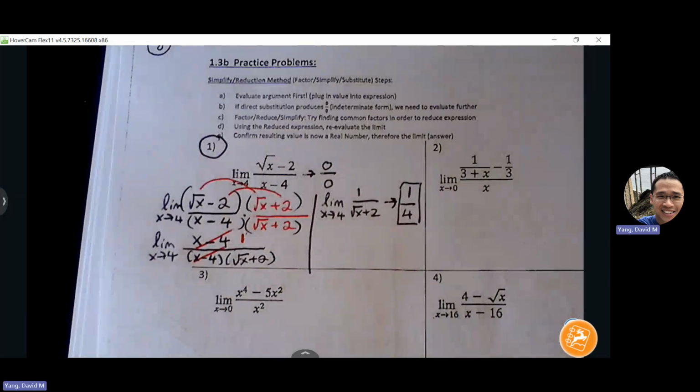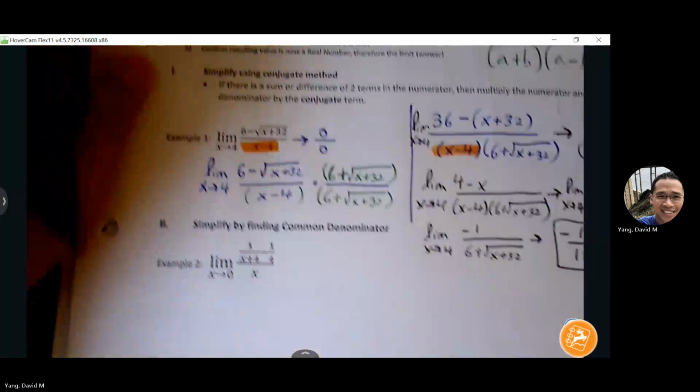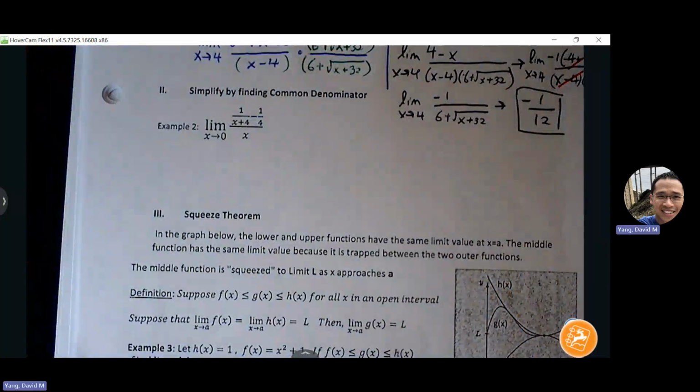All right, let's go back to page 7. Okay, so this is the most tedious. This may take the most practice for us to get used to. This is simplifying by common denominators. And we know we most likely have to involve common denominators when you see this complex fraction, a fraction within a fraction.